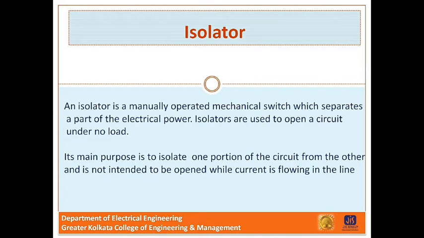The isolator is a mechanical switch which isolates a part of the circuit from the system as and when required. Electrical isolators separate a part of the system from the rest for safe maintenance work. So the definition of the isolator is: an isolator is a manually operated mechanical switch which separates a part of the electrical power system. Isolators are used to open a circuit under no load.